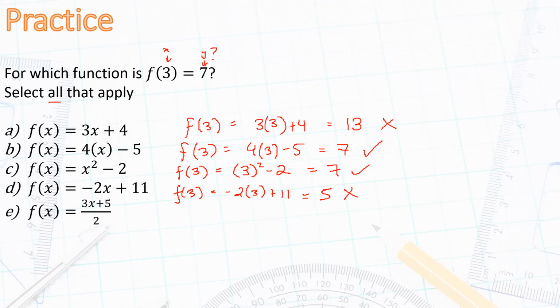Oh, there's an E as well. Let's check E. So f of 3, we've got 3 times 3 plus 5, all over 2. So we have to do the top part first and then divide by 2. 3 times 3 is 9, plus 5 is 14. 14 divided by 2 is 7. So B, C, and E were our solutions.